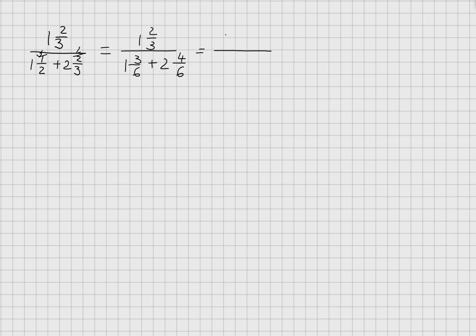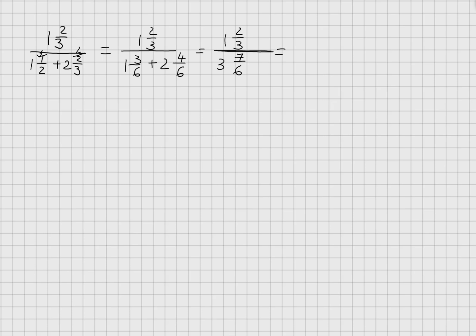1 whole and 2/3 over 1 plus 2, 3, and 7 over 6. Now I know 7 over 6 is an improper fraction, but I won't bother turning it into a mixed number anymore, because having this division, I know that in a division the first step is to turn the fractions, the mixed numbers, into improper fractions. That's what I'm going to do.